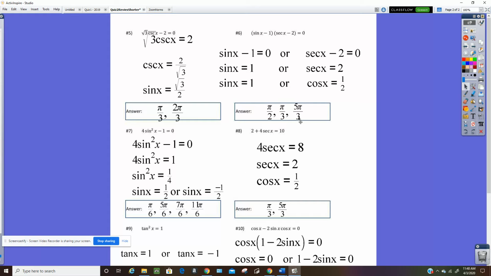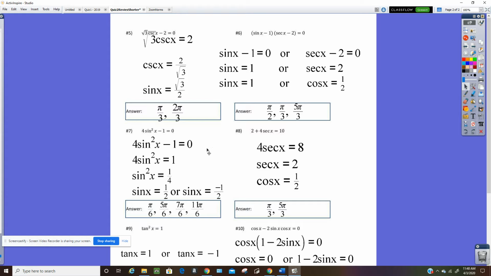Okay, and then where is the cosine 1/2? So the cosine, that would be the adjacent over the hypotenuse is 1/2. So the adjacent of 60 degrees is 1, and the hypotenuse is 2. So that's pi over 3. And then also in the fourth quadrant, cosine is positive. So at 300 degrees, or 5 pi over 3.